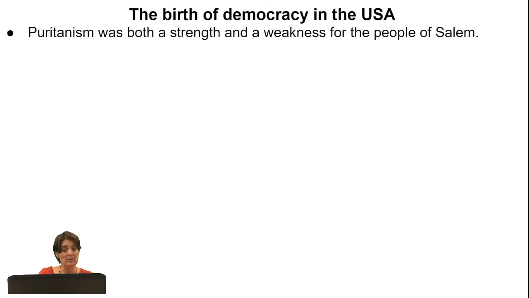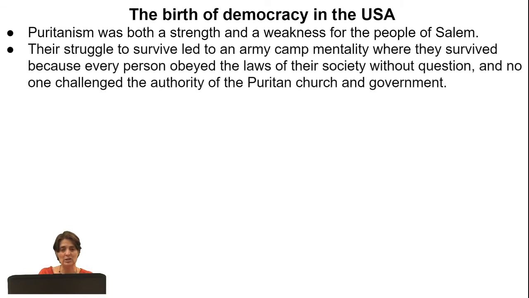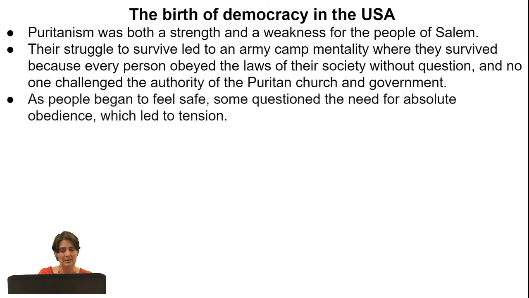So Miller talks about the birth of democracy in the USA. And he says that Puritanism was not only a strength for the people of Salem, it was also a weakness. He said their struggle to survive led to an army camp type mentality where they survived because every person just obeyed the laws of their society without question, and no one challenged the authority of the Puritan church and government. But then, as they settled into their colony and started to feel safe, there were people like Proctor, for instance, who questioned the need for this absolute obedience, and then you got tension.